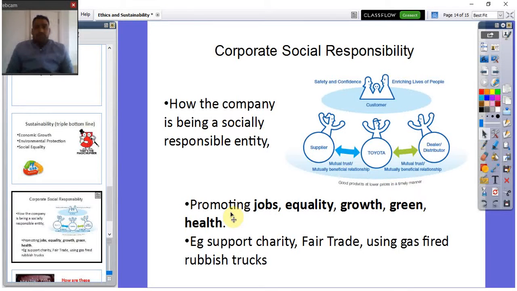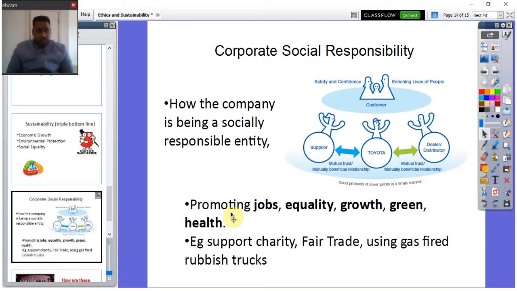Social responsibility. Corporate social responsibility is your employer acting in a responsible way for the benefit of the company, for the society, for everyone, basically. So, for example, Toyota, this is an example of their social responsibility diagram they have on their website. So they have mutual communication with their supplier.